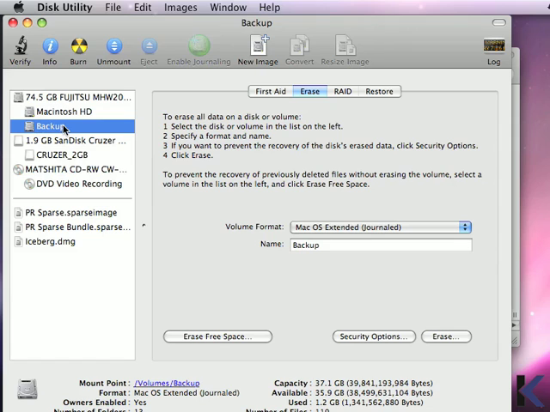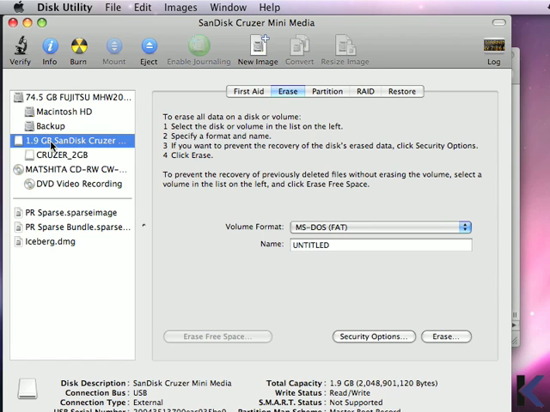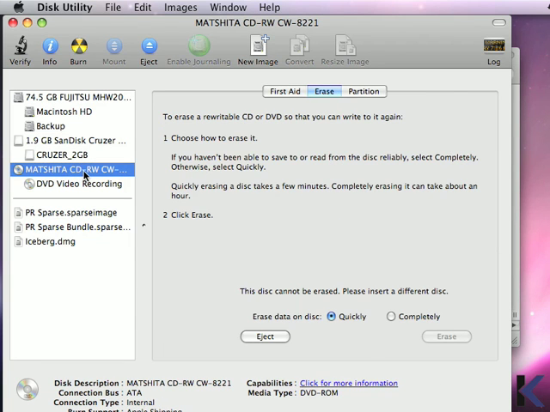What I currently have available on this computer is the built-in hard drive with two partitions. This 1.9 gigabyte SanDisk Cruiser is a USB flash drive. I also have available a CDRW, which is actually formatted as a DVD-ROM, because the original item that I used here was a DVD-RW that I recorded video onto.